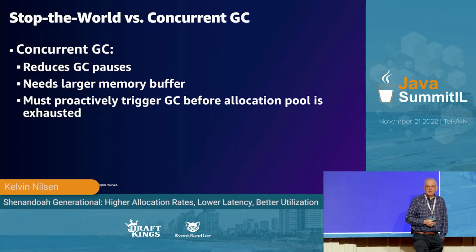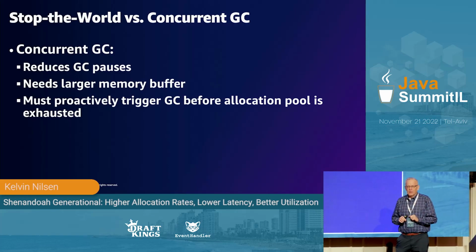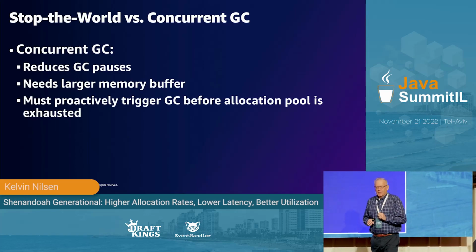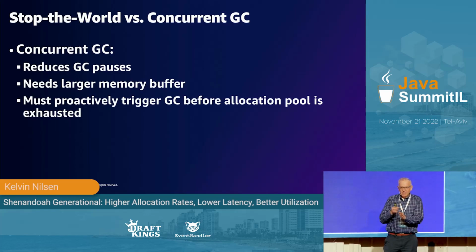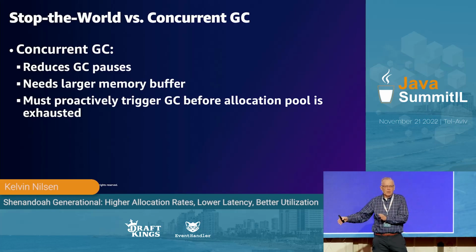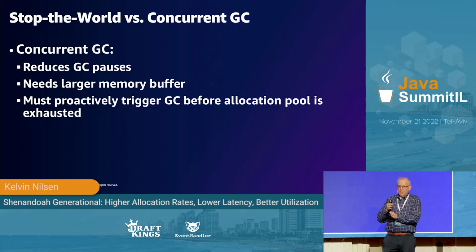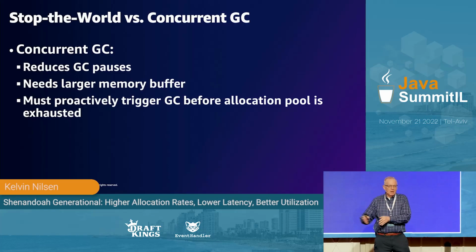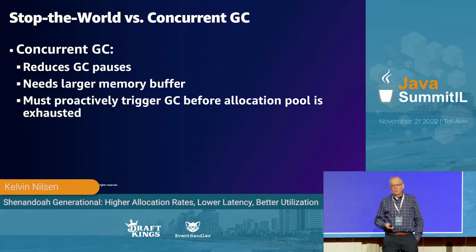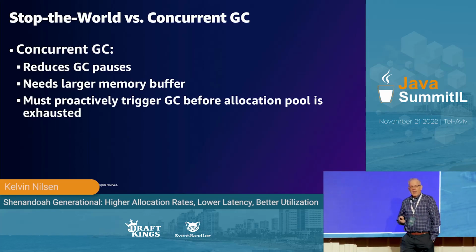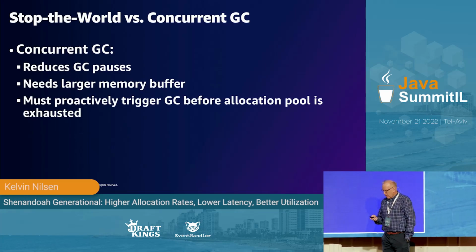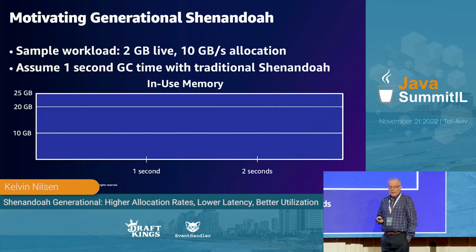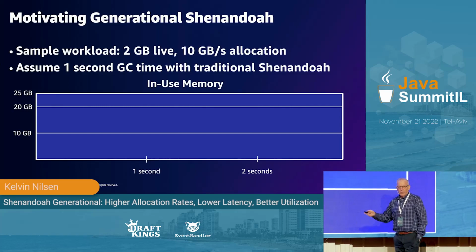With a pauseless garbage collector, that is not acceptable, because if I wait until I'm out of memory, then even if I'm capable of doing concurrent execution, the application can't proceed because there's no memory for it to proceed with. So I have to start my garbage collection before, and that requires a guess as to when are we going to run out of memory.